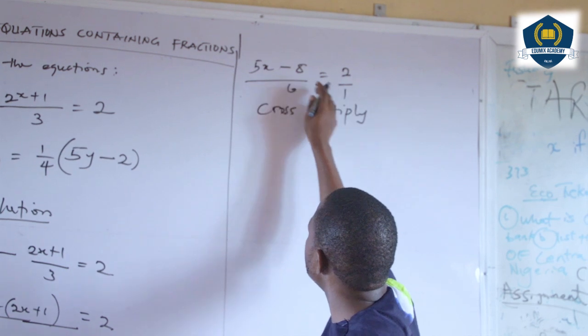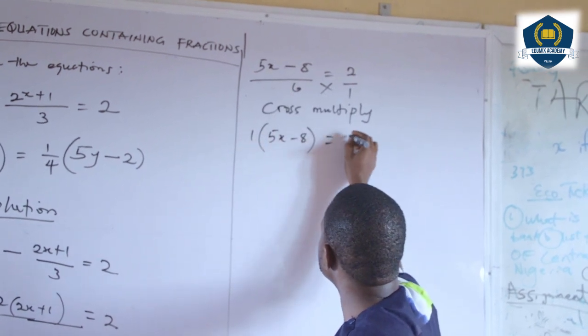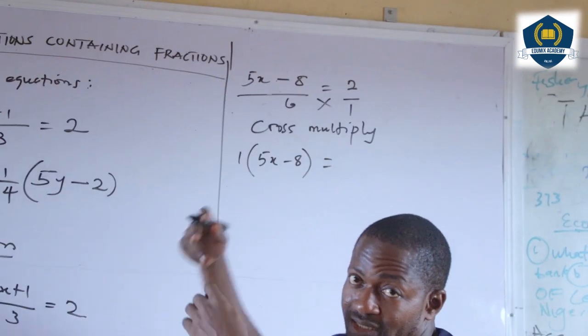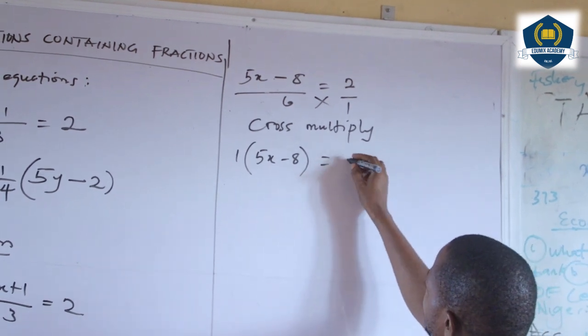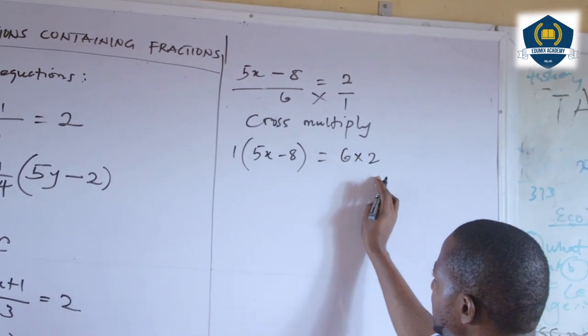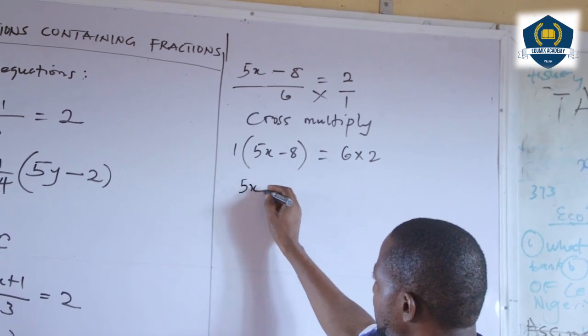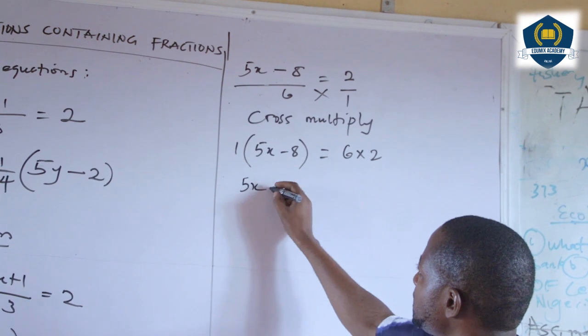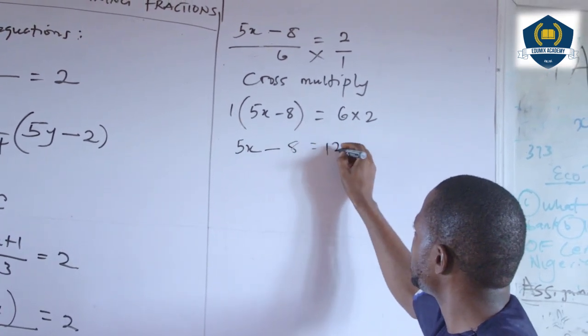So when you cross multiply, this one multiplied, that's 1 into bracket 5x minus 8 equals 2 times 6 or 6 times 2. You can do this first or this first, still the same answer you're going to get. Okay? So, equals 6 times 2 or 2 times 6. So, plus times plus is plus. 1 times 5x, 5x. Plus times minus is minus. 1 times 8 is equal to 6 times 2, 12.